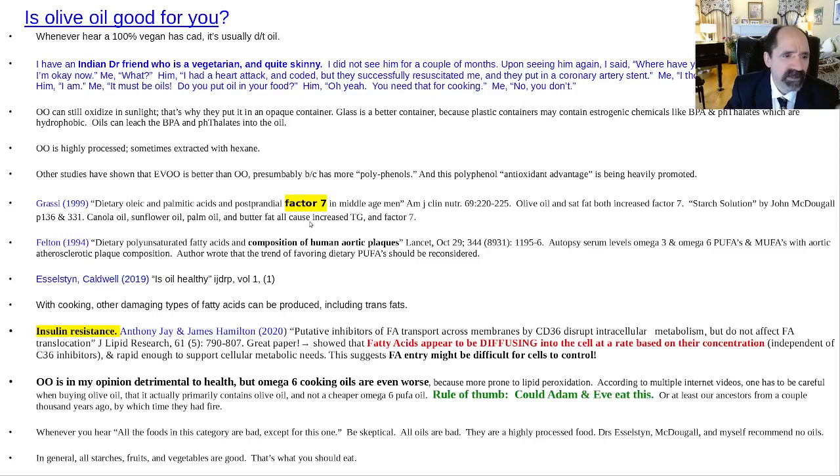Triglycerides. There's a Felton article here. He looked at the composition of human aortic plaques and found a lot of omega-3 and omega-6 in some of these patients, and he felt that it corresponded to their diet. He felt that the favoring of dietary PUFAs should be reconsidered, because there was a push to recommend PUFAs in the 1960s because they didn't increase cholesterol as much, but they still increased triglycerides, except for the omega-3s. And there are other problems, but the key point is they're still atherogenic.